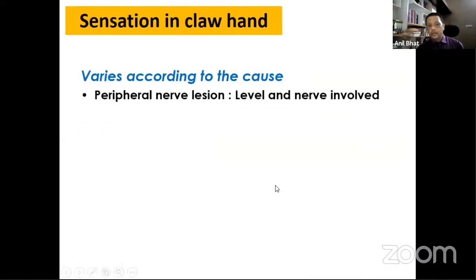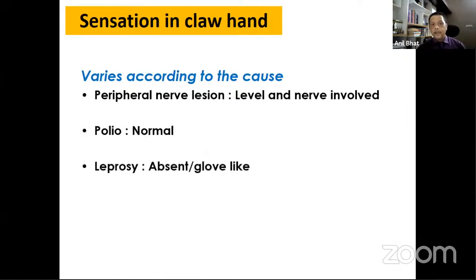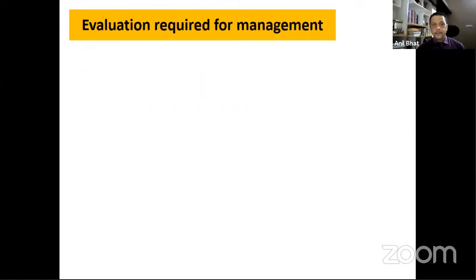Sensations vary according to the cause. So in peripheral nerve lesions, you know at what level and what nerve is involved. In polio, it's normal. In leprosy, it's absent or glove-like because of neuropathies. And in syringomyelia, there could be a partial loss of sensations.